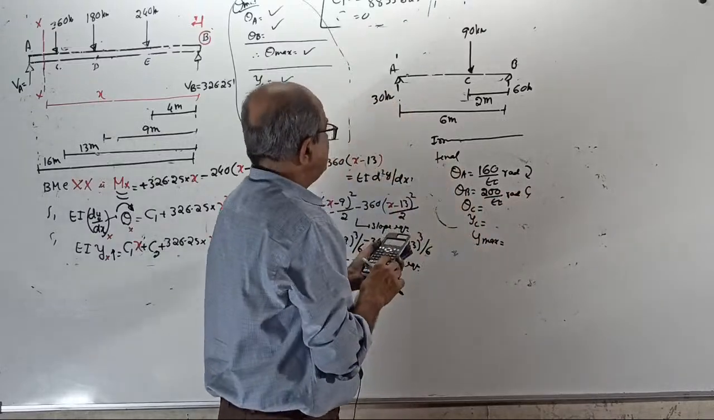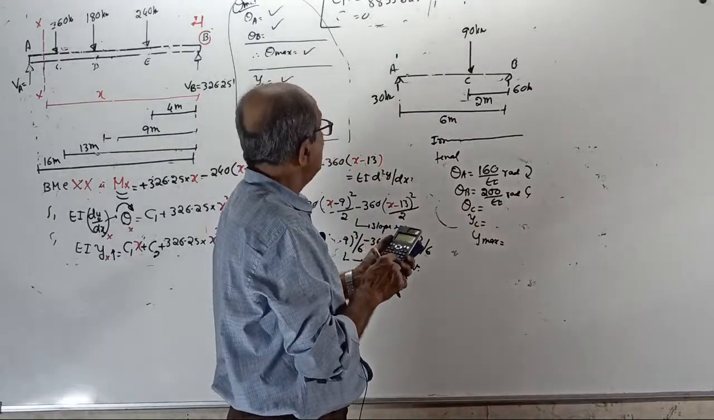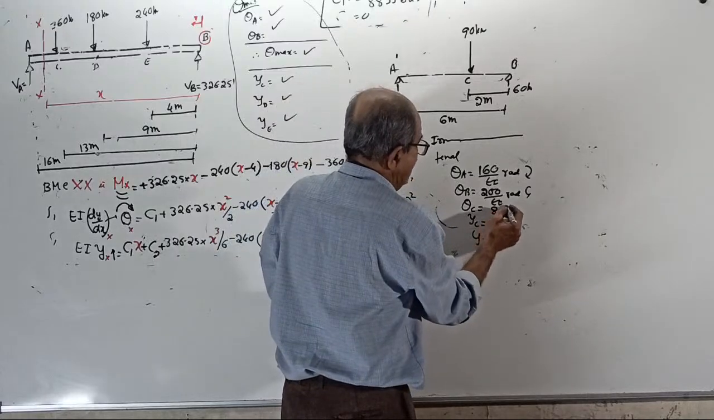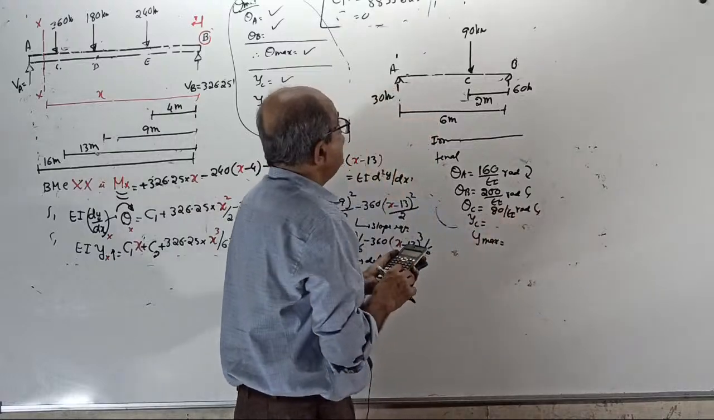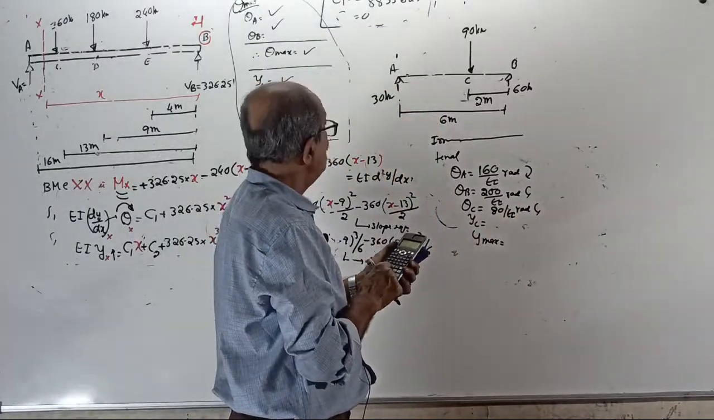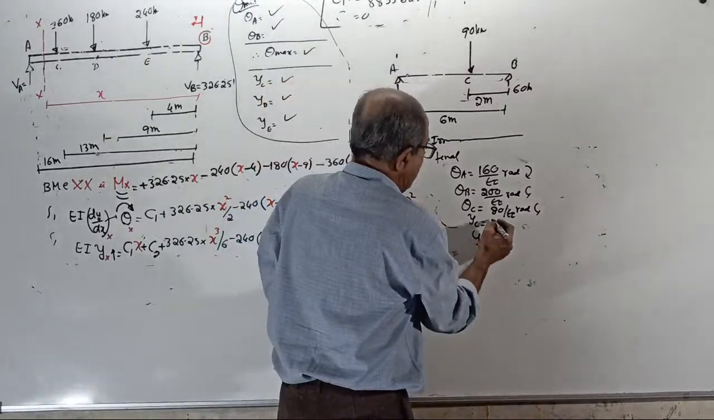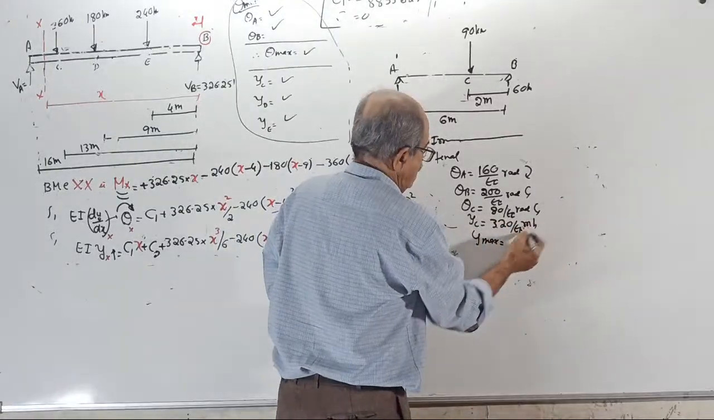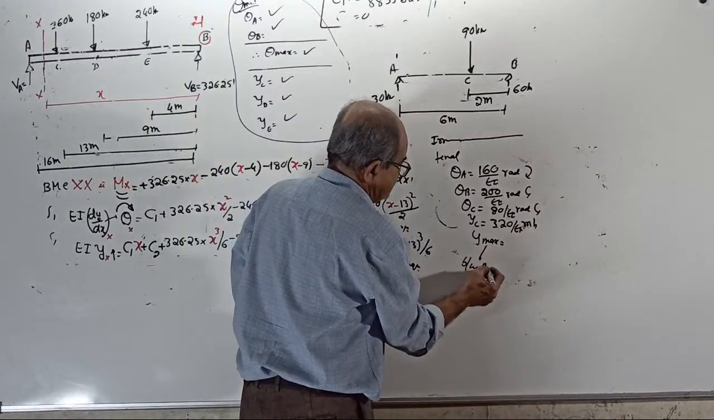And slope at C will come 80 by EI radian anti-clockwise. Deflection at C will come 320 by EI meter down, and your Y max will be between A and C.